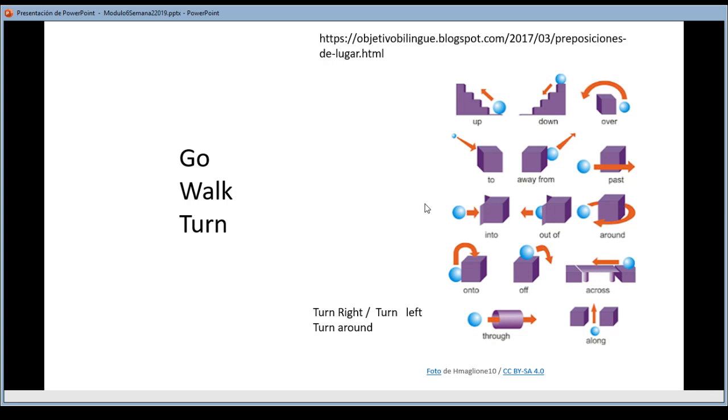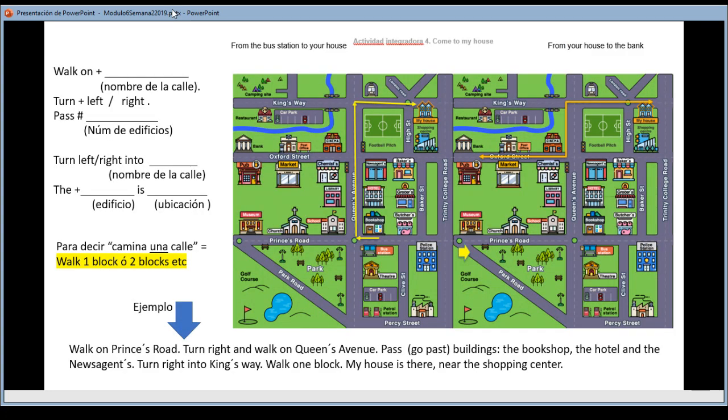Now, we are going to combine the name of the buildings, yes, and the verb with the preposition of direction in some structures like this to mention how to get to those places or to those buildings. So in the format that you download, there is a questionnaire, yes? So let's see. The structure you may use is the following. Walk on, then name of the street, el nombre de la calle. Then you say turn left or turn right.